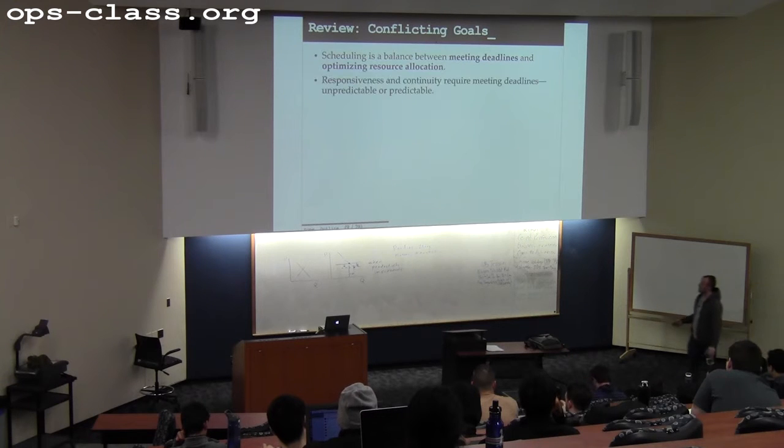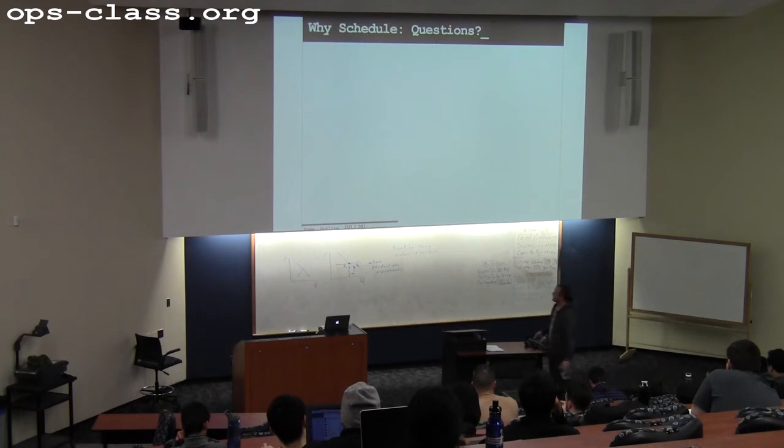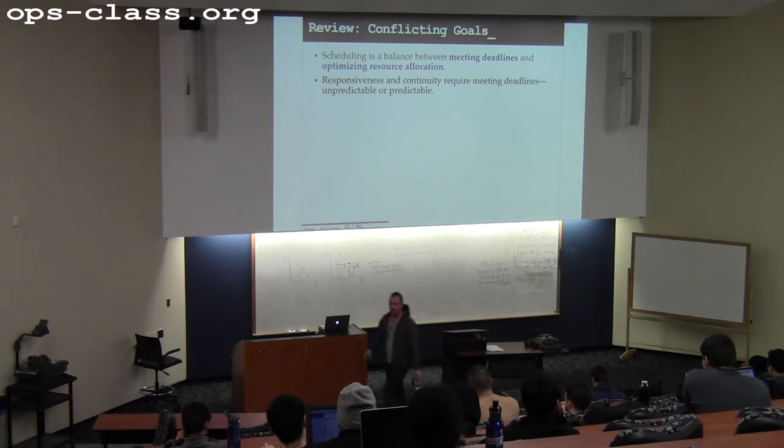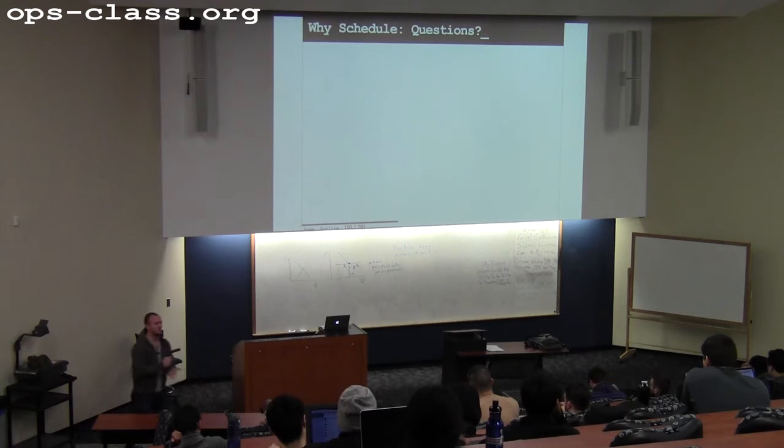And scheduling is sort of a balance between these things, right? Responsiveness requires meeting deadlines. Continuity and other things require throughput. Okay, any questions about this? I know we did more review today than usual. But. When a CPU is idle, what is happening on it?